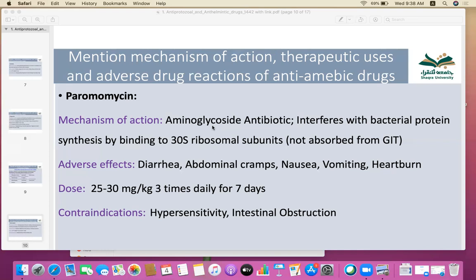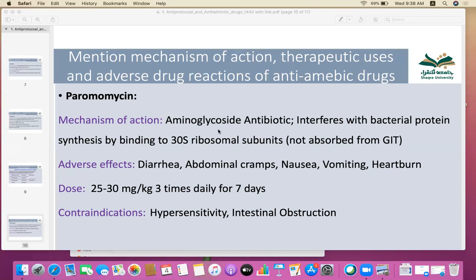Now in the amoebic infection, the paramomycin is not absorbed from the GIT because we need the action on the gastrointestinal tract. Now we have less than a minute. This minute will be closed. So please join again with the same link. Okay.